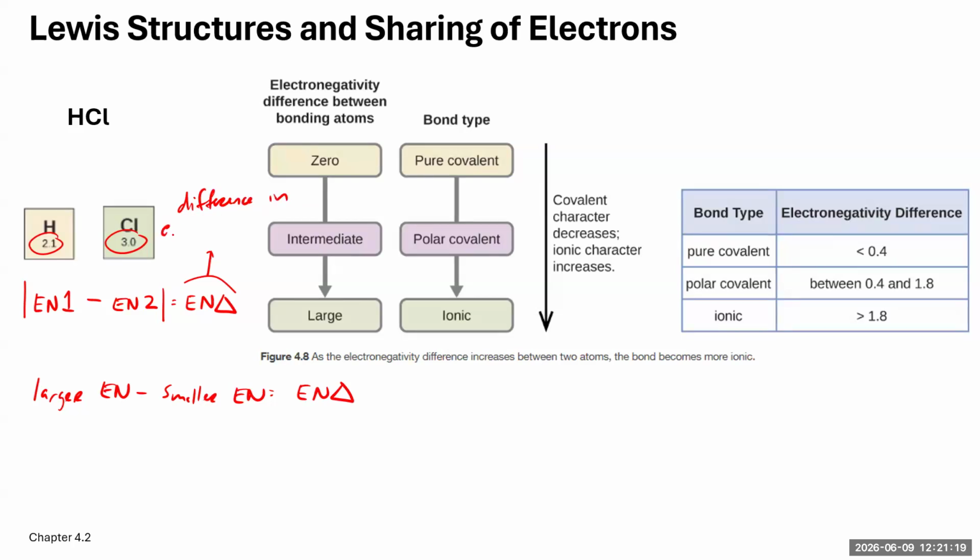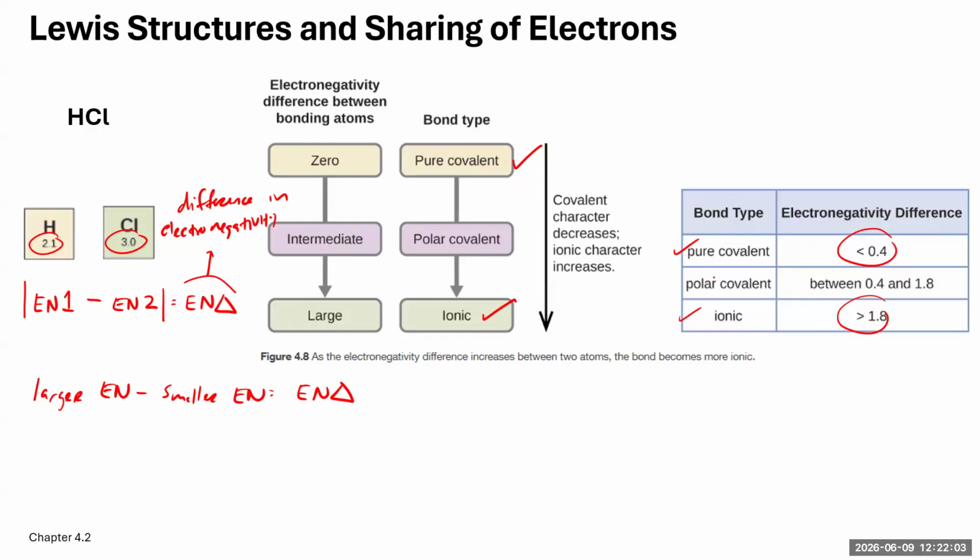Difference in electronegativity, right? So you're doing that calculation and you see that the electronegativity difference is less than 0.4. That's a purely covalent bond. If it's greater than 1.8, it is an ionic bond. Basically, the electronegativity difference is so big that the more electronegative atom just takes that electron, because it pulled it so tight to itself, it gets the whole electron, right?